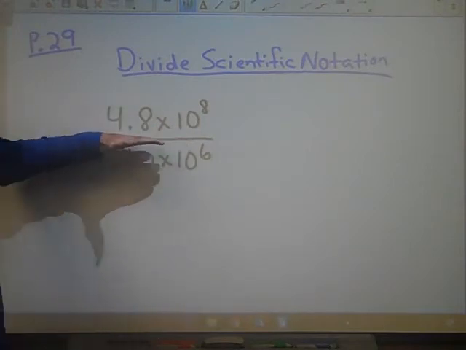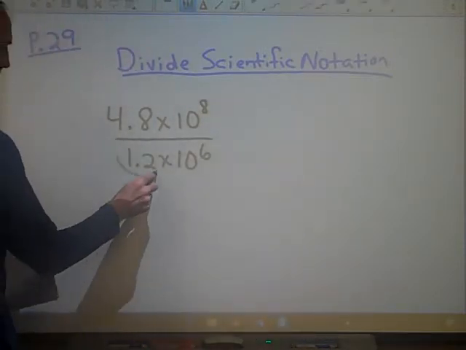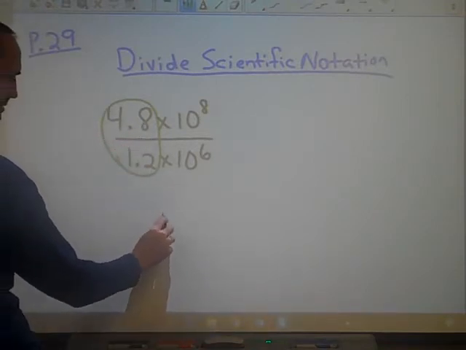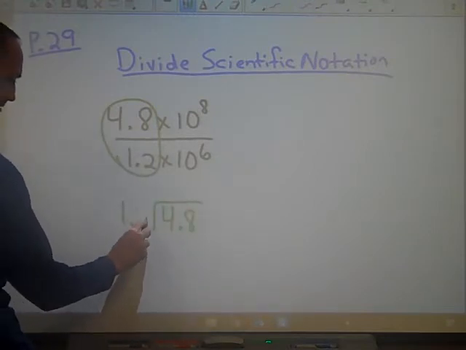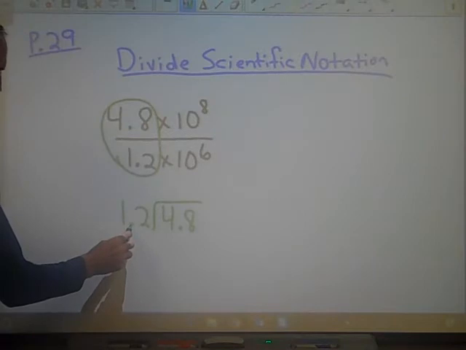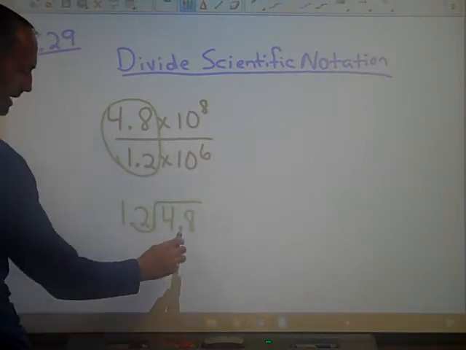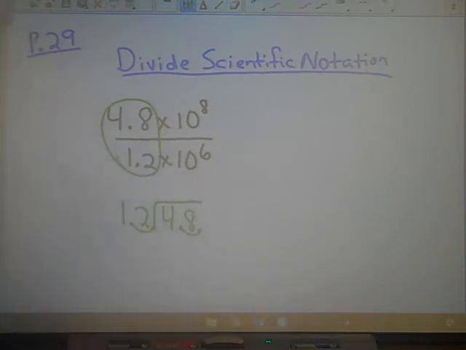4.8 times 10 to the 8th divided by 1.2 times 10 to the 6th. So we start with this first, 4 and 8/10 divided by 1 and 2/10. Thinking back to our rules, we have a decimal here in the divisor. We need to move it one spot to the right, make the cheek, and we have to do the same thing to the decimal on the inside. Make our matching cheek and bring it up, and then we divide.